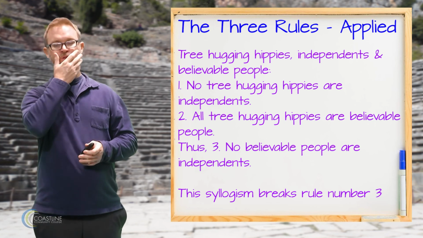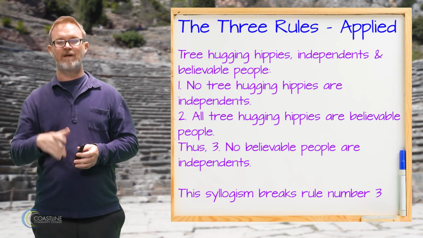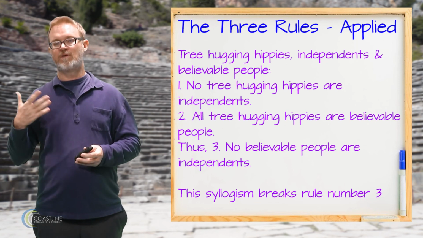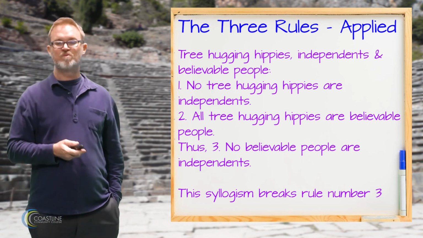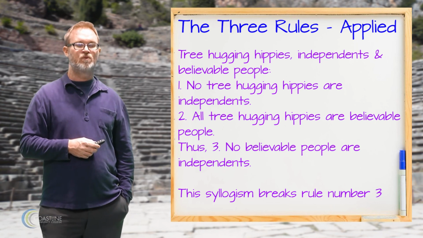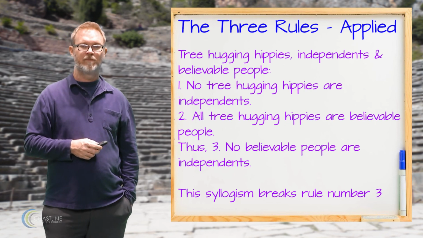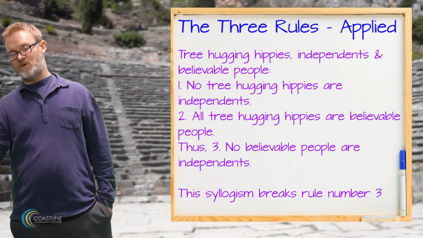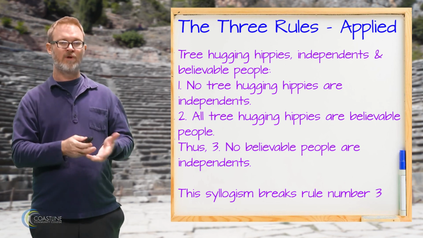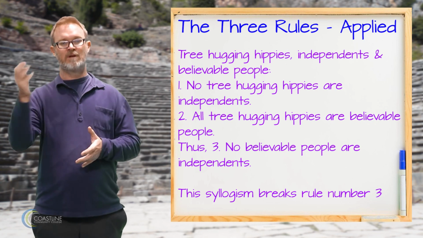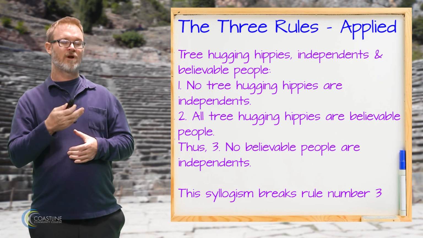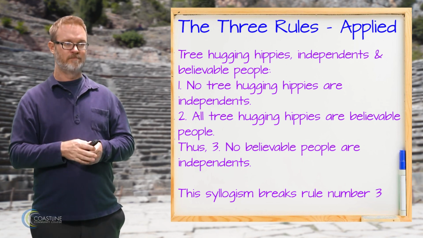So we've got to check both the terms, believable people and independents, in our premises to see if they're distributed there, and if so, then the rule would pass, right? So let's check first believable people. Believable people occurs in premise 2 as the predicate of an A claim, right? So do A claims distribute the predicate term? They do not, right? So we can see straight away that believable people is distributed in the conclusion, but not in the second premise. And so that means Rule 3 fails. So that means that this argument is also invalid, right?